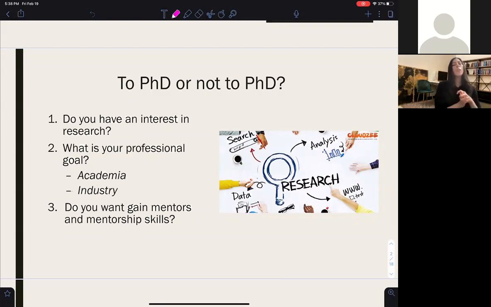Okay. The third thing I kind of thought about, the first two are really important, right? Research and your professional goal. But the third thing is, do you really value mentorship? And do you want to gain more experience as a mentor? Do you want to include mentoring in your lifelong career? Because a big part of going into academia or even a research position is mentoring people who are on that similar path. So if you really enjoy mentoring, then maybe a PhD could be right for you, or this path could be right for you.